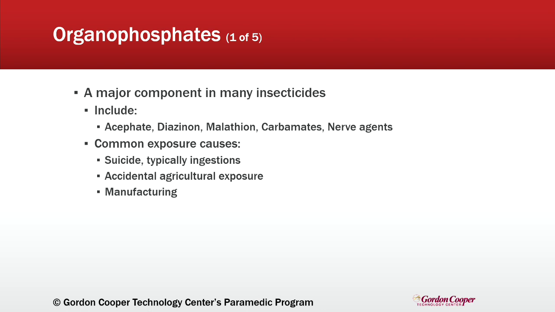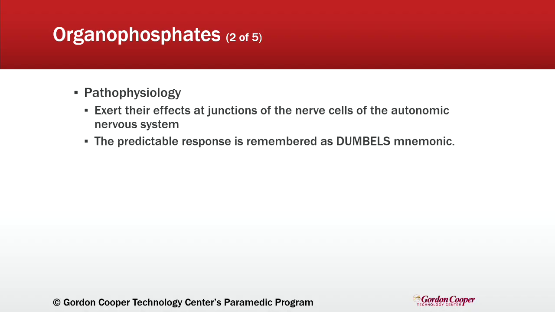Common exposures to these might include attempted suicides via ingestion, accidental exposure in agricultural use, or exposure during the manufacturing process of these chemical agents. These exert their effects on the nerve cell junctions within the autonomic nervous system, specifically the parasympathetic side. Symptoms are consistent regardless of how the exposure occurs, whether that's ingestion, inhalation, or absorption. However, ingestion tends to delay the symptoms. Inhalation, on the other hand, leads to nearly immediate response and immediate symptoms.